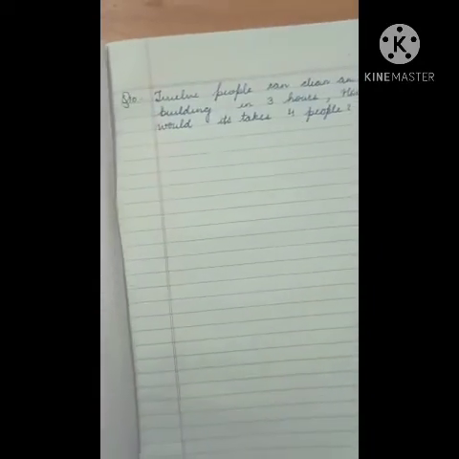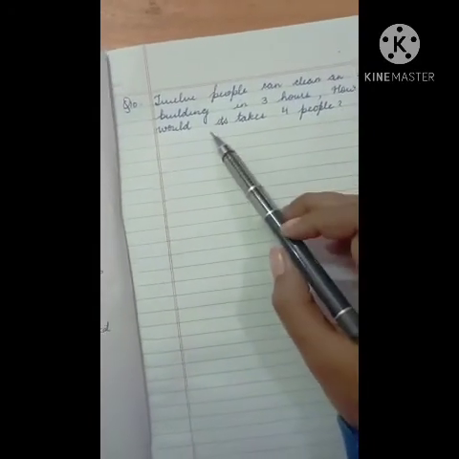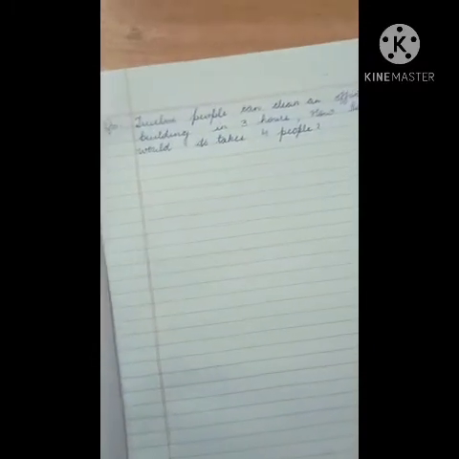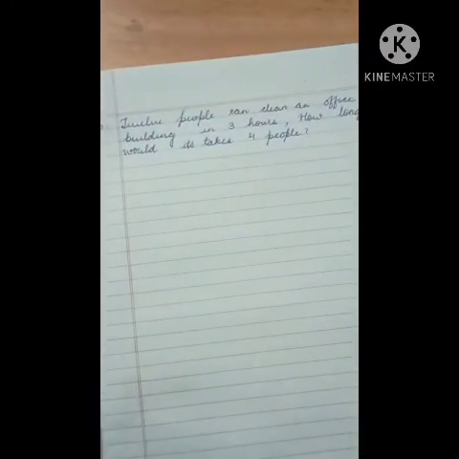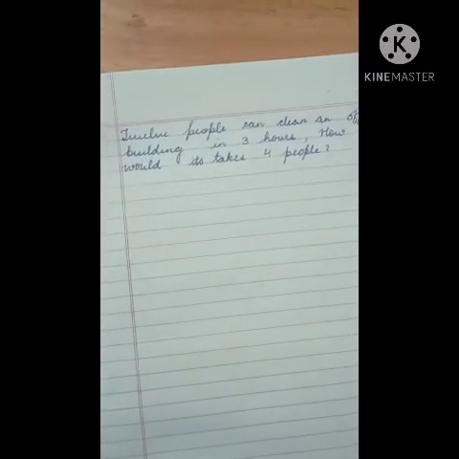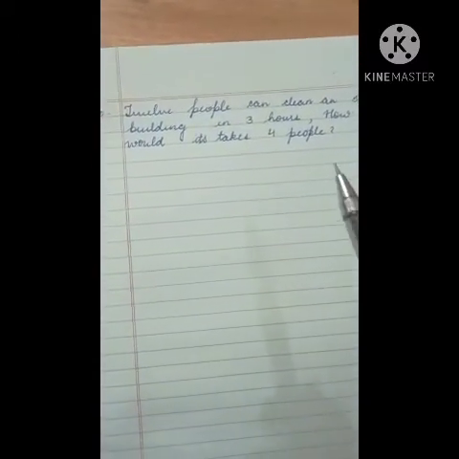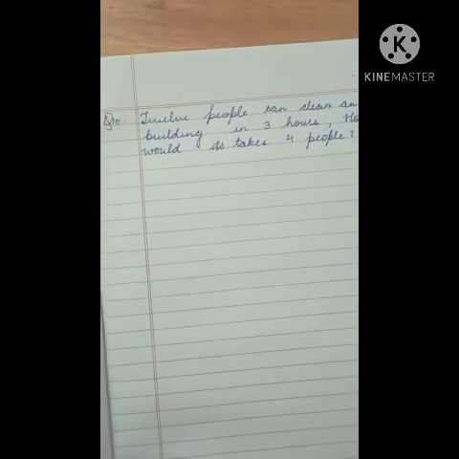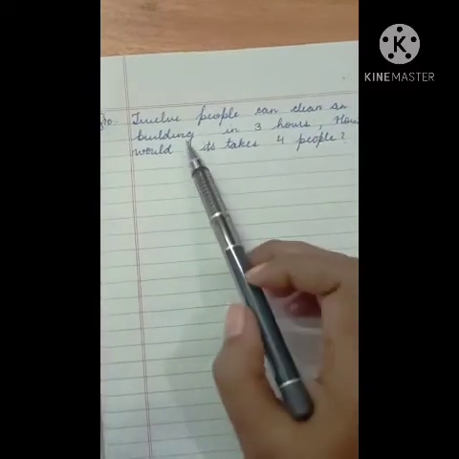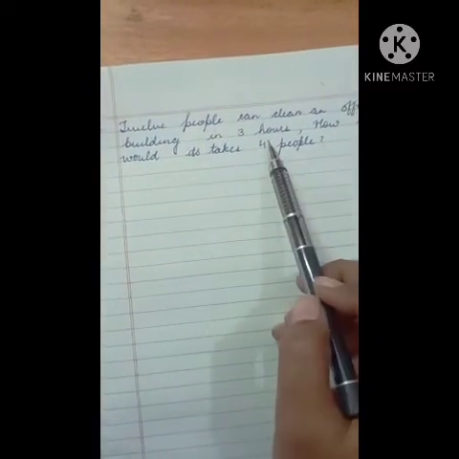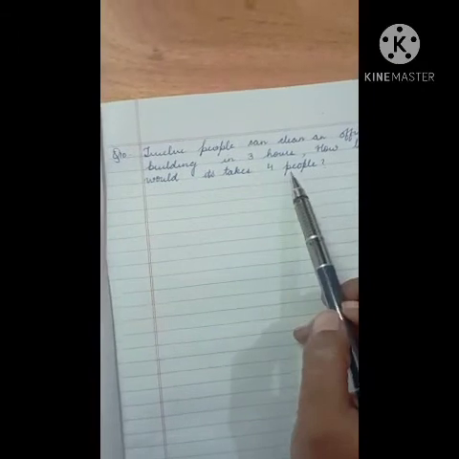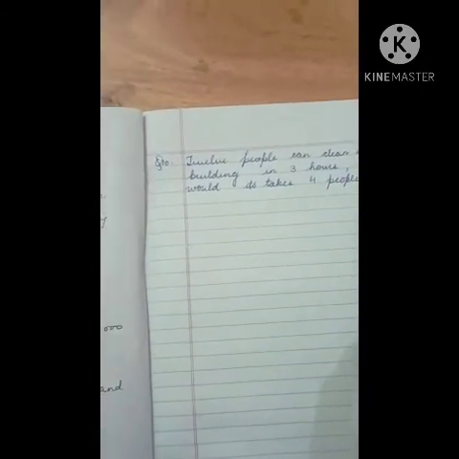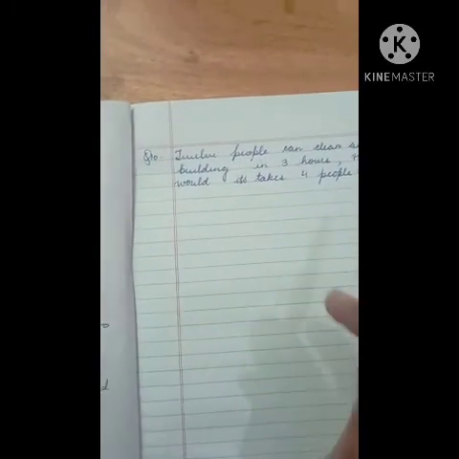Question number 10. 12 people can clean an office building in 3 hours. How long would it take 4 people? So here the time taken to clean the office by the people is inversely proportional to the number of people. See, 12 people can clean an office building in 3 hours. So how long would it take by 4 people? So 4 people takes more time, right? So this is a case of inverse proportion.